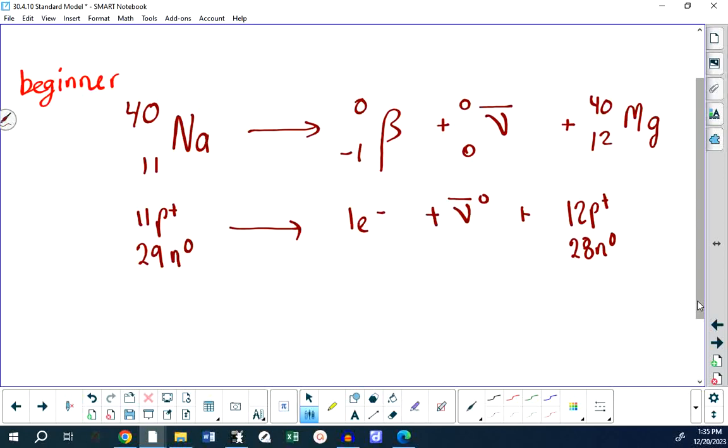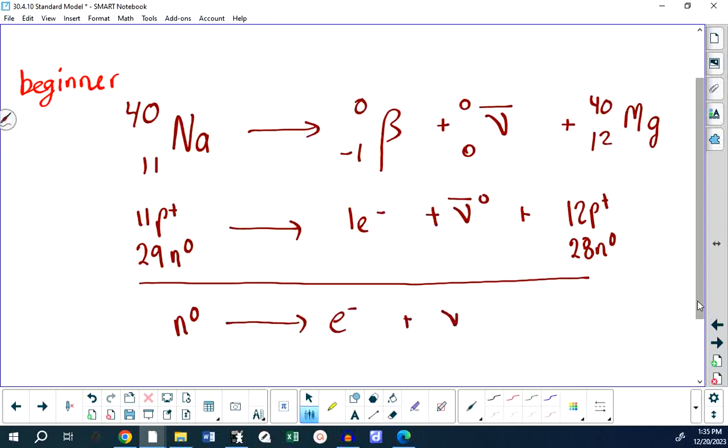Okay. So the net result, when you look at this, we lose a neutron, don't we? So there's a neutron that changes into an electron plus an antineutrino plus a proton.